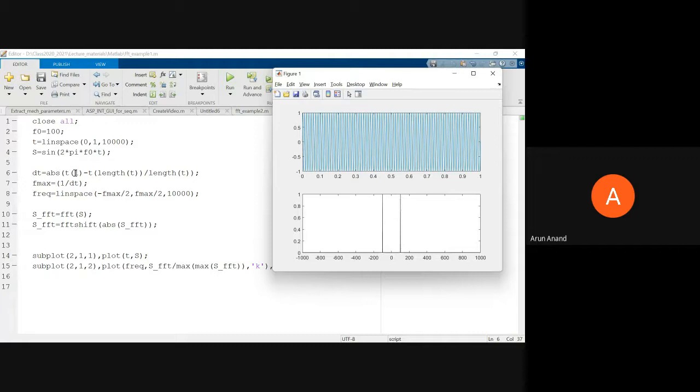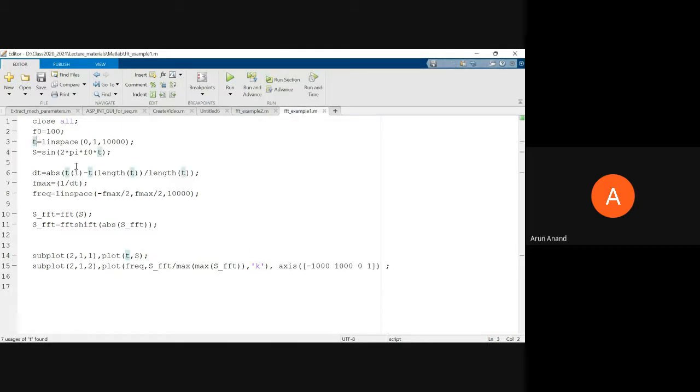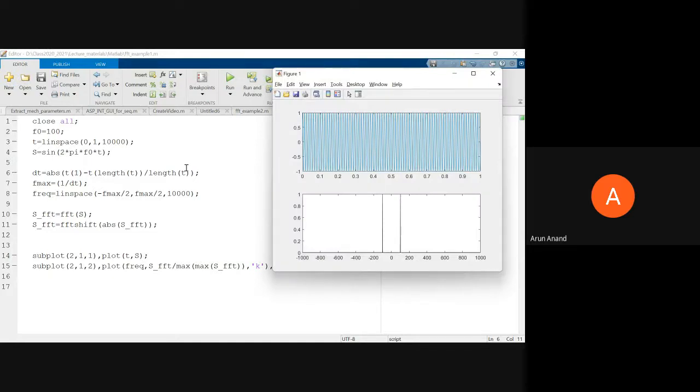So dt is equal to t1 minus the end of the second part of t. From the signal itself, I am calculating dt. It means from t, I am calculating dt, that is t1 minus, the length of t divided by the number of time points. So that I'll get dt. Then f maximum is equal to 1 by dt, that you already know. And then you basically calculate the Fourier transform of s.